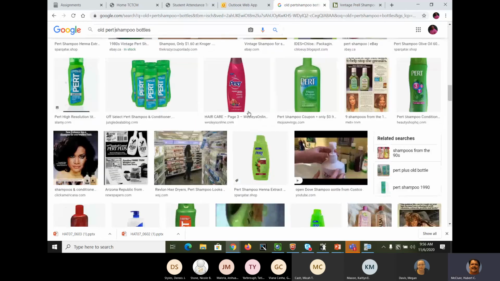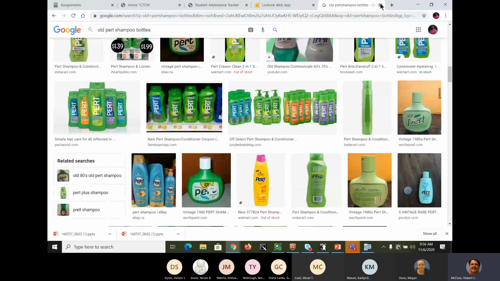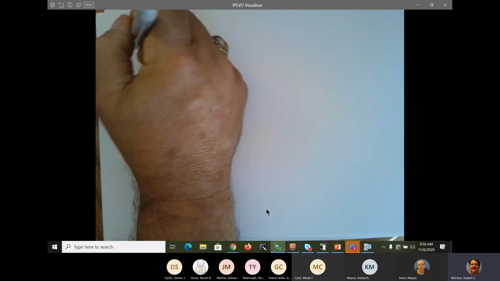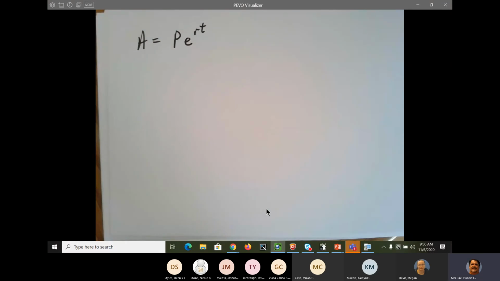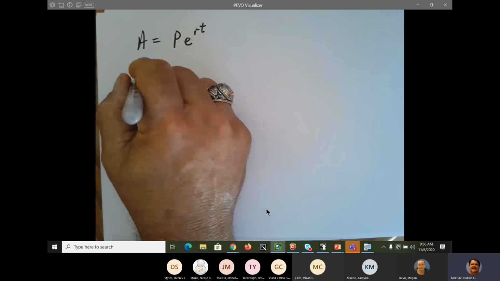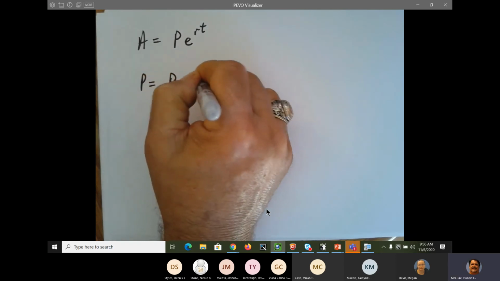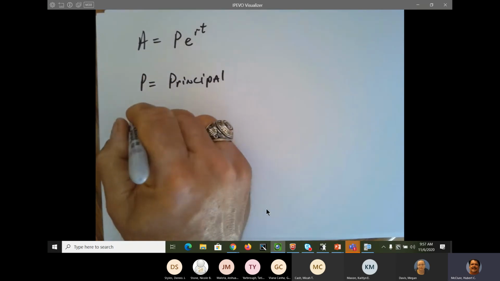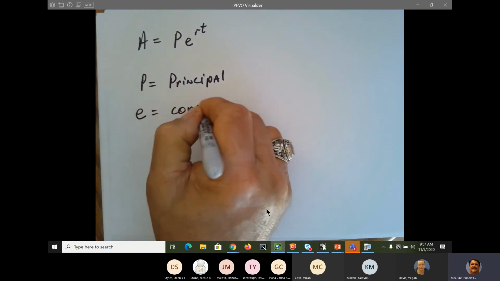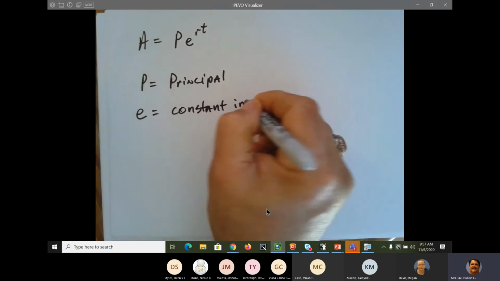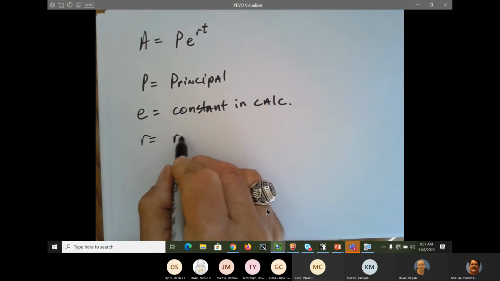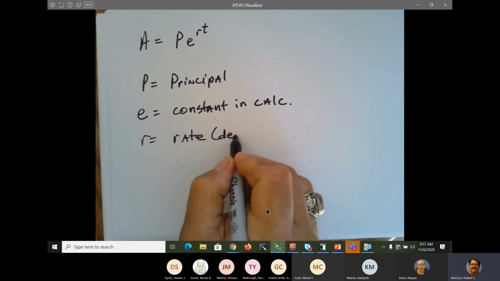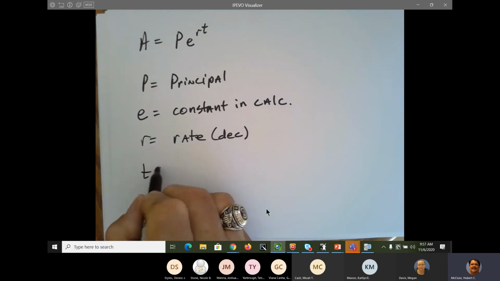now you know the continuous interest formula. Pert. A is equal to P e to the rt. In this one, P is your principal. e is a constant in your calculator. And r is rate, usually as a decimal. And t is years.